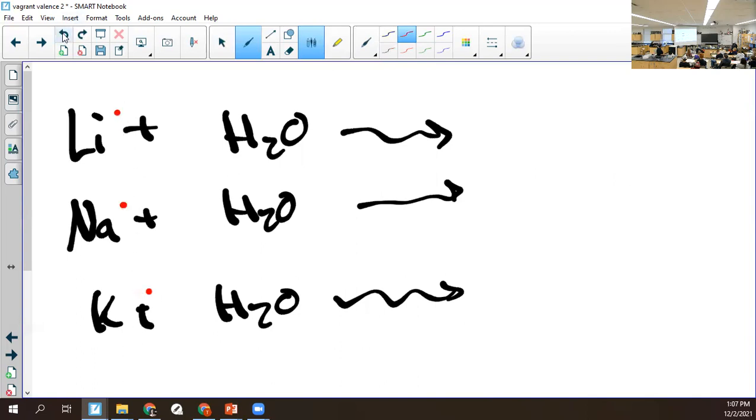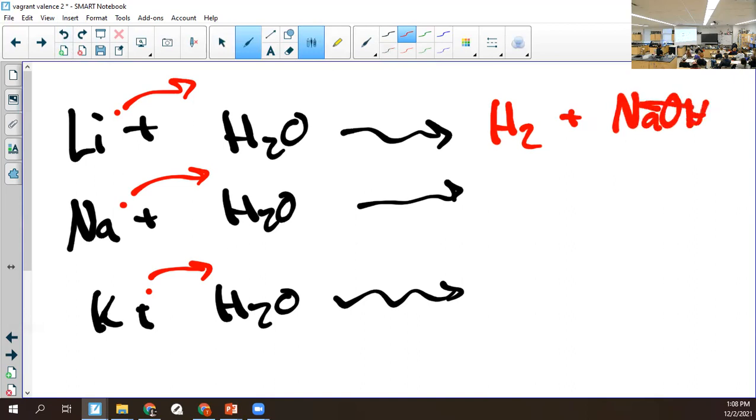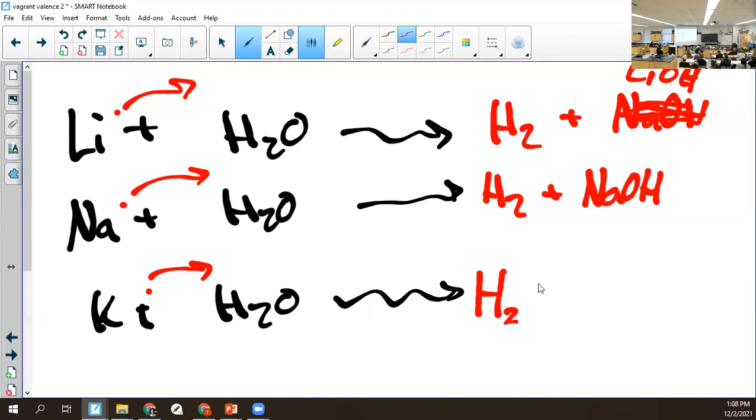They all have one valence electron that they don't want. They all want to give it away. So when they do that, hydrogen separates from water and we end up with LiOH. We end up with hydrogen plus NaOH. Any guesses what this will be? Hydrogen and KOH. These all react the same way because they all have one single valence electron. Sort of, okay? Okay, then the next day.